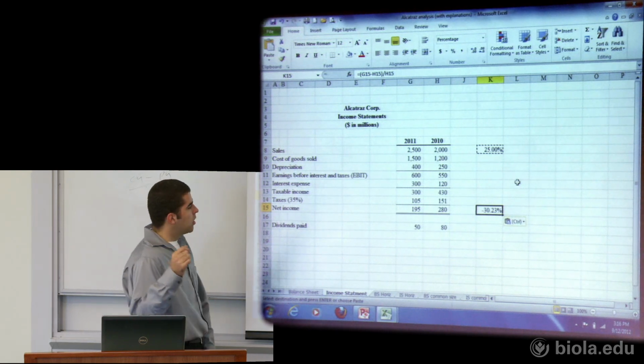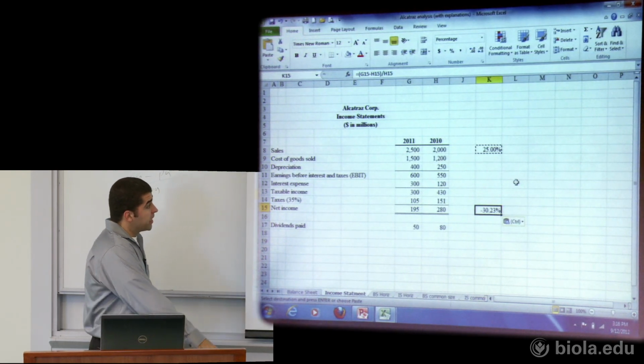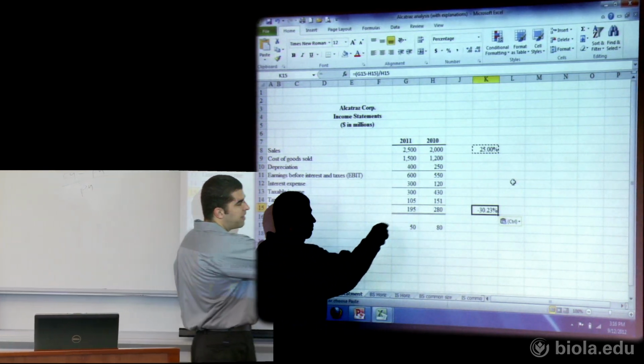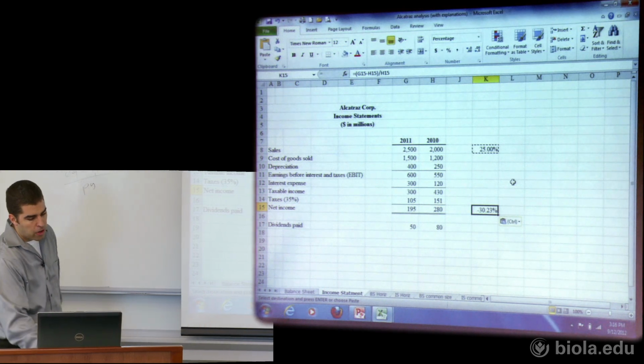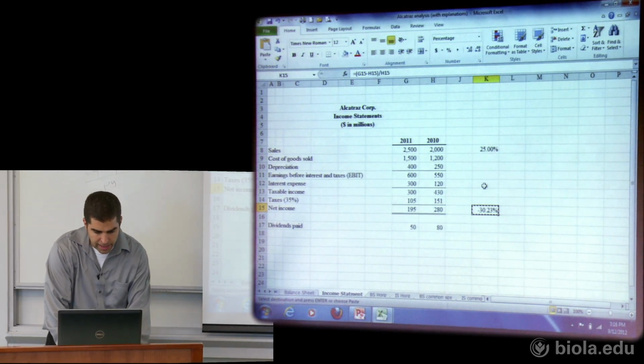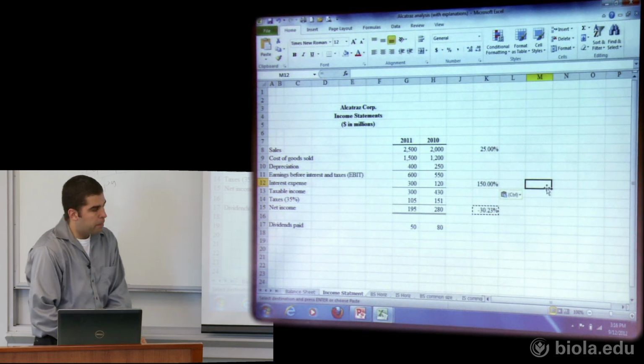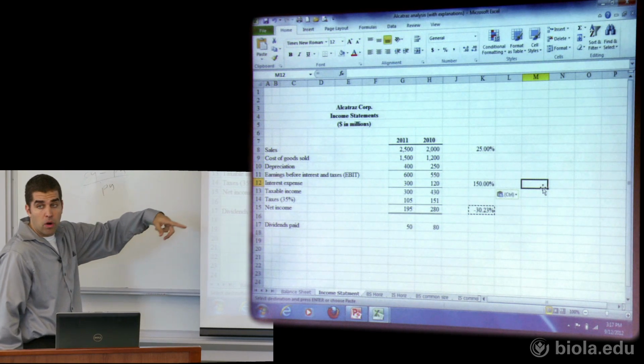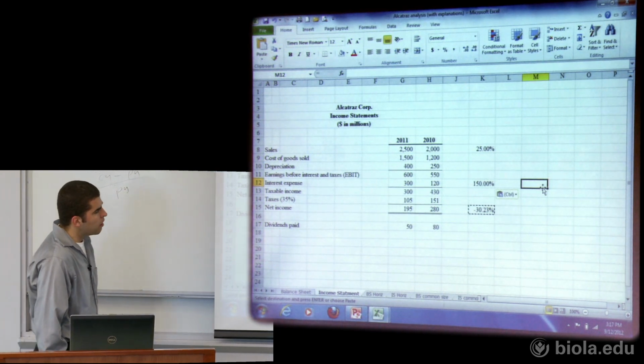Kent? Interest expense is up 150%. Okay, interest expense is way up. So we could ask the question, if we started here on net income and we dropped down 30%, why are we dropping down 30%? What is changing? Let's copy that up to interest expense there. Okay, big jump here. We have significantly more interest expense than we did before, 150% more than 2010.